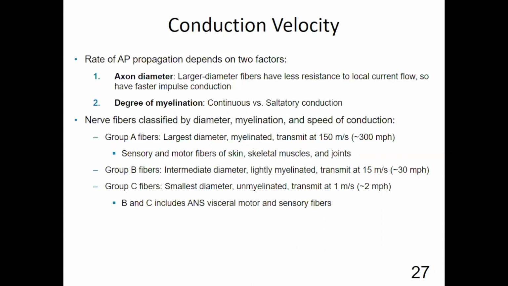The second factor that affects the conduction velocity, or how quickly an action potential is propagated down an axon, is the amount of myelination present on the axon. So if there is no myelination, the axon is relying on graded potentials. However, if there is myelination present, the axon can utilize saltatory conduction.